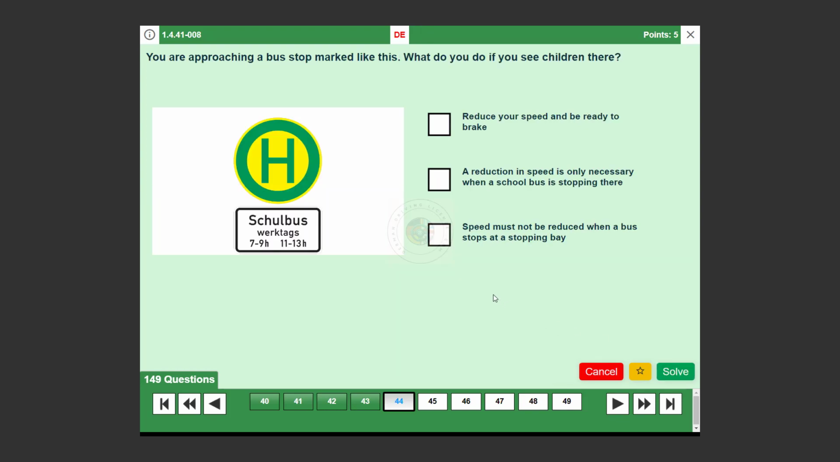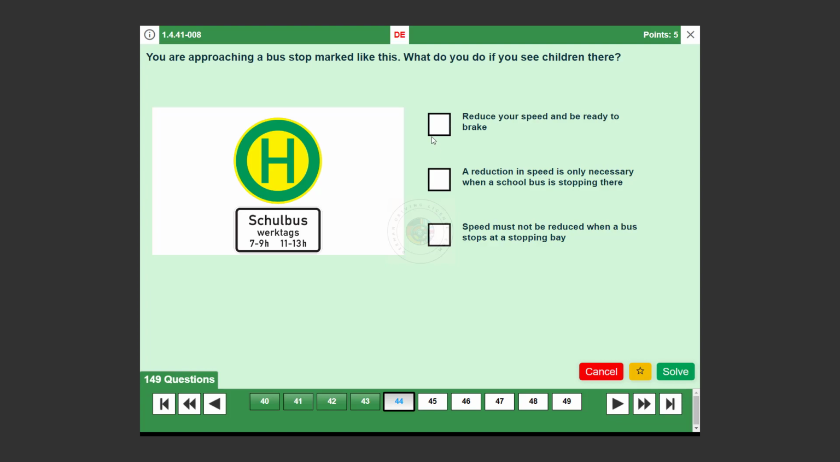Question number 44. You're approaching a bus stop marked like this. What do you do if you see children there? Speed must not be reduced when a bus stops at a stopping bay. False. It's important to reduce speed and be ready to brake, especially when children are present.